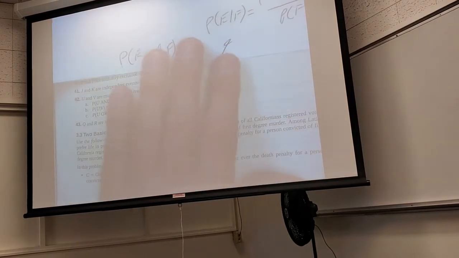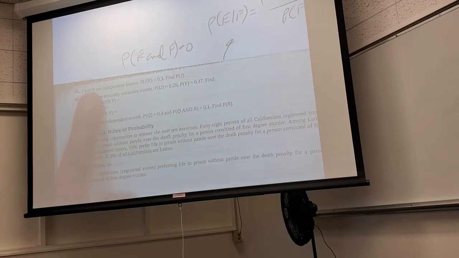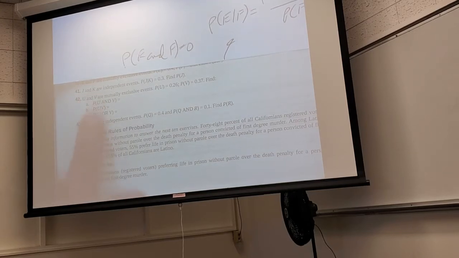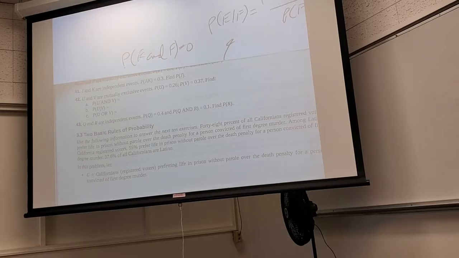I know that J and K are independent. What does that mean? What can I write down as true? If J and K are independent, probability of J given K is the probability of J? Yes, for example. Or the probability of K given J is the probability of K. You know those two things are true.